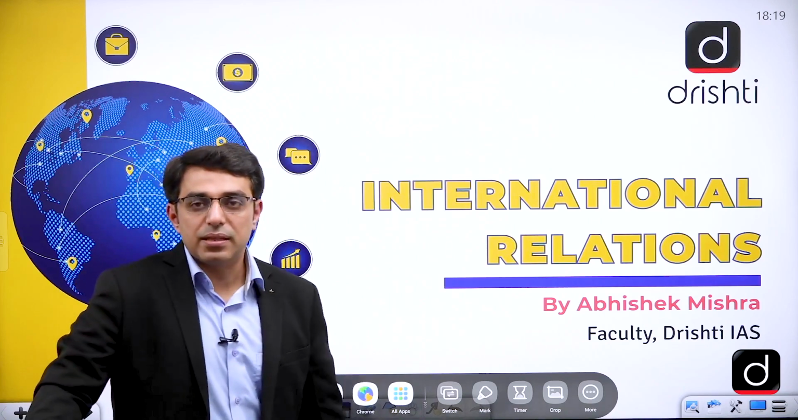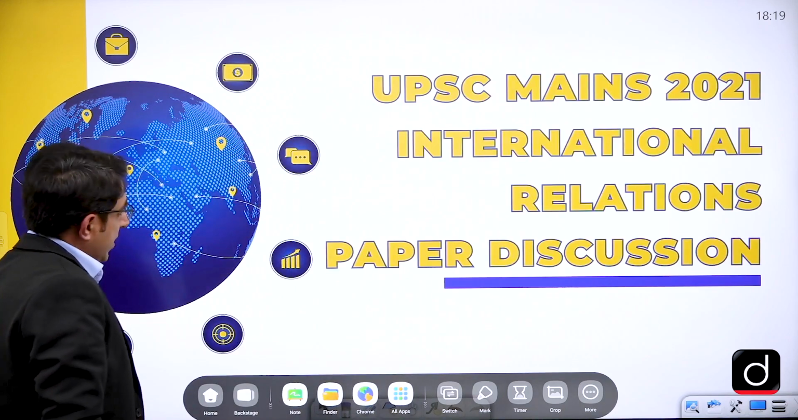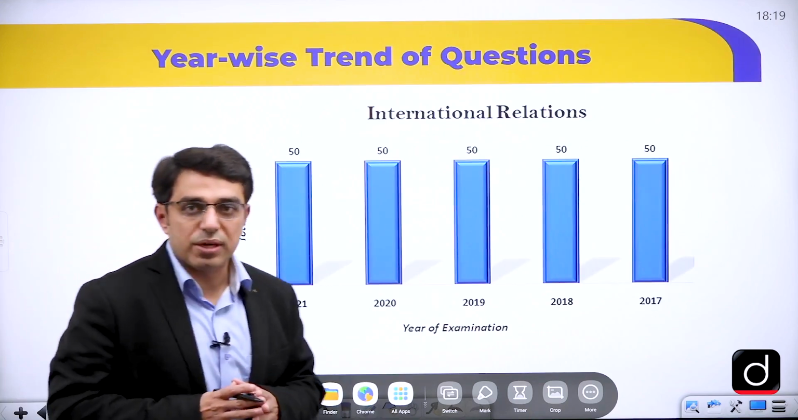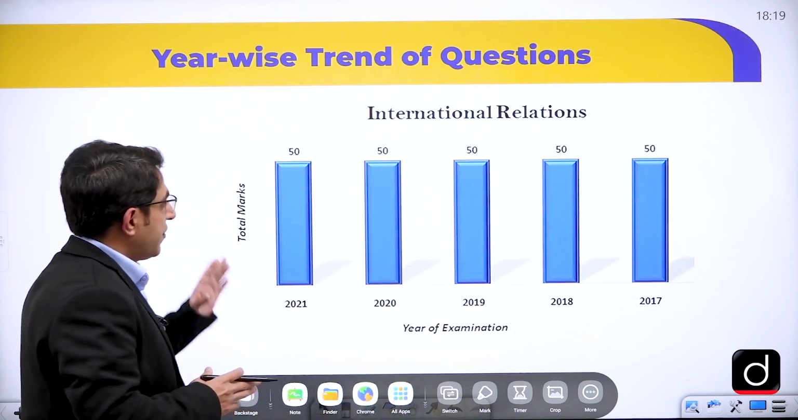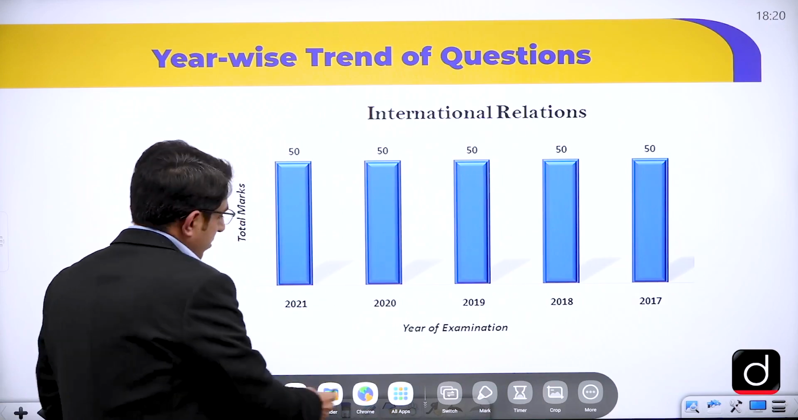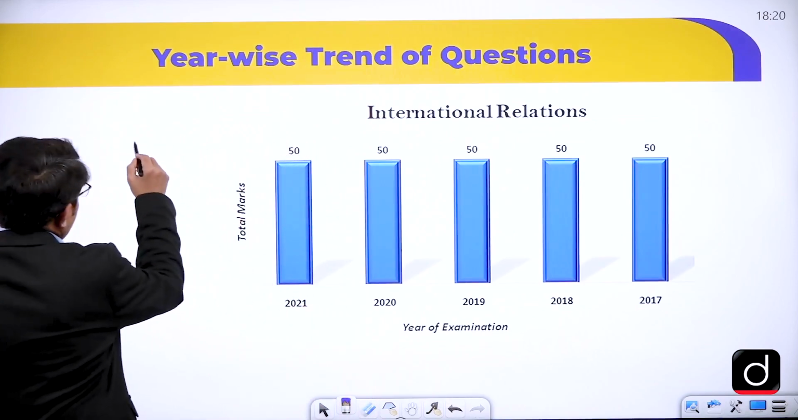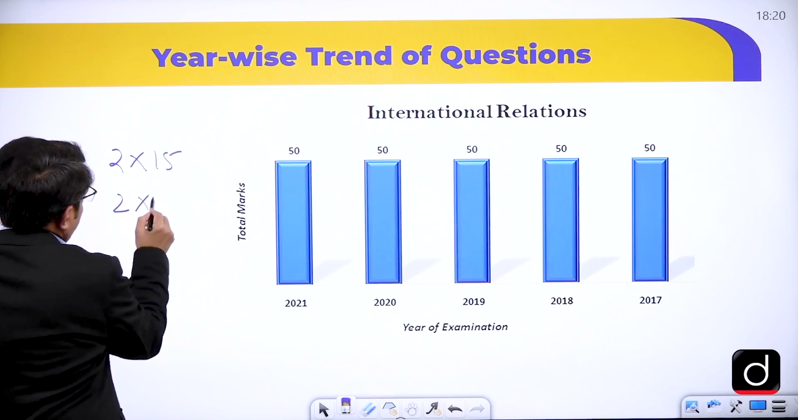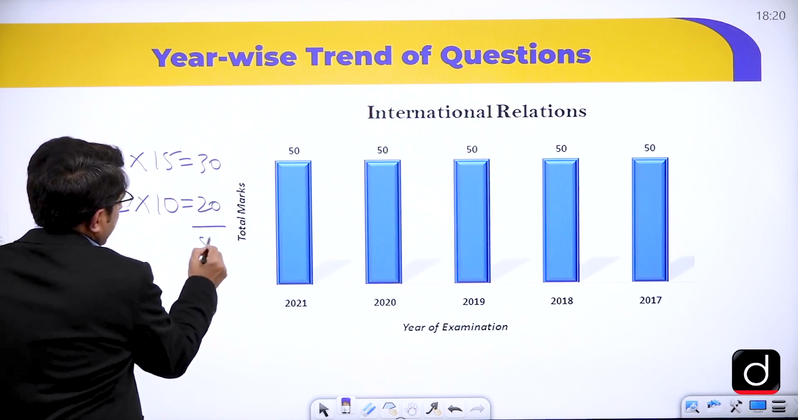Now let us see the trend of these questions over the past few years. We can see that in the mains exam from GS paper 2, from the international relations portion, generally since 2017 there have been 50 marks questions asked every year, and the general breakup has been two questions of 15 marks and two questions of 10 marks, which gives us a total of 50 marks.